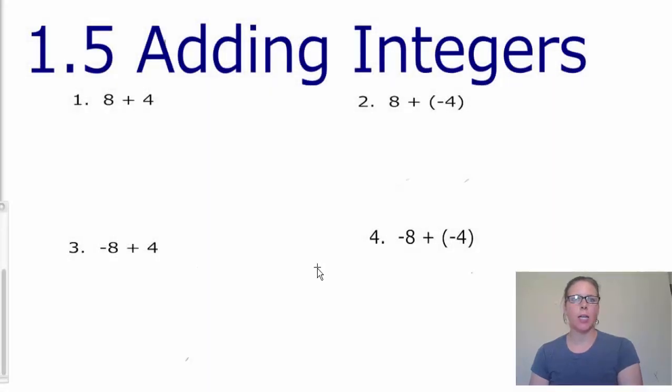Hey class, today we're going to do section 1.5, adding integers. Okay, so we've talked about integers and absolute values and how integers include negative whole numbers. So negative whole numbers, 0, and positive whole numbers.